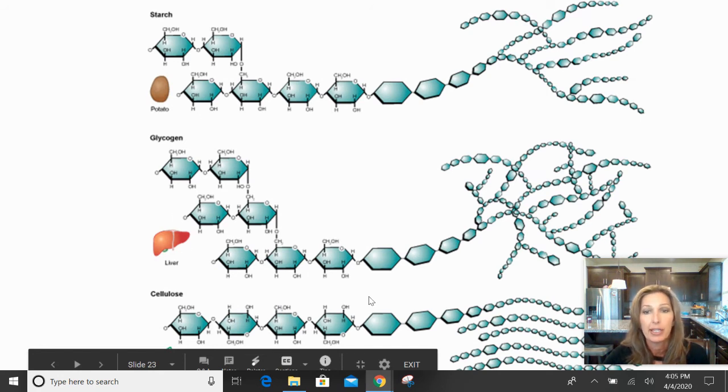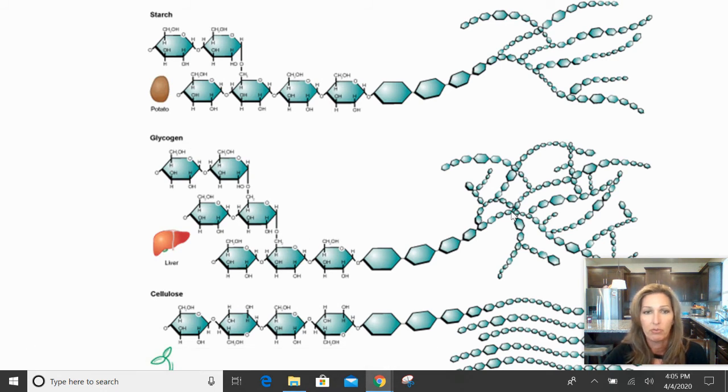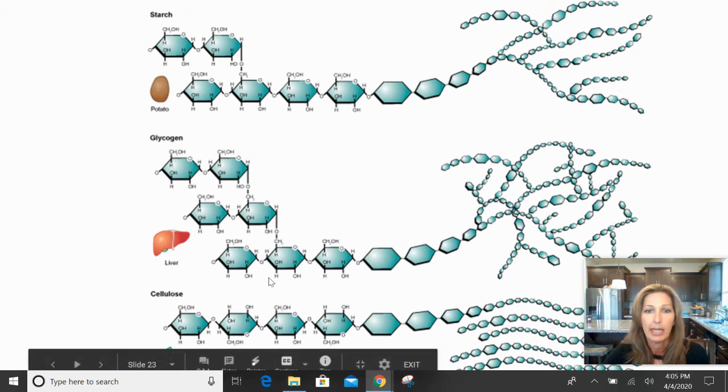Now, if we're talking about glycogen, glycogen is a storage molecule for animals. So this glycogen polysaccharide has different bonds to it, and it also starts forming this branching pattern.